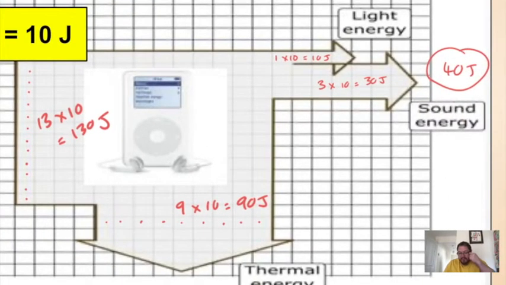Now we got 2 useful energies. So we got 1 square, which is 10 joules. We got 3 squares, which is 30 joules. So we've got total useful energy there, because they're moving to the right-hand side, which is 40 joules. And then we got this wasted energy of 90 joules, 9 squares there.